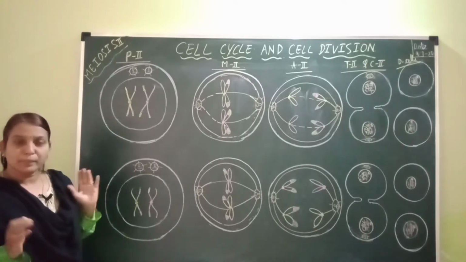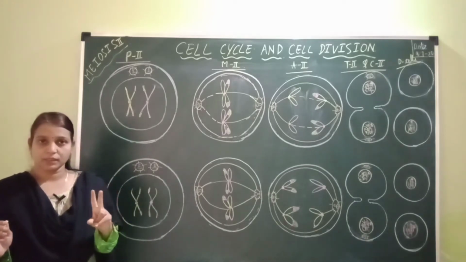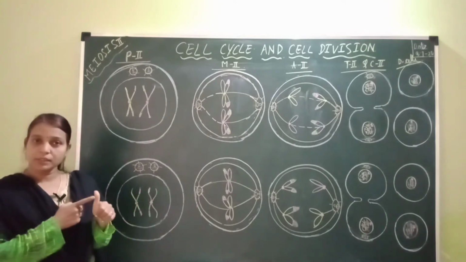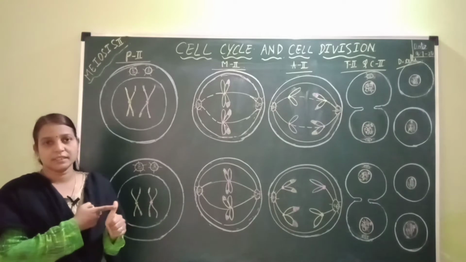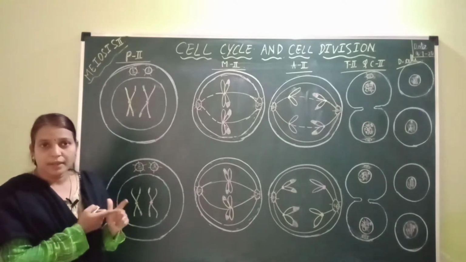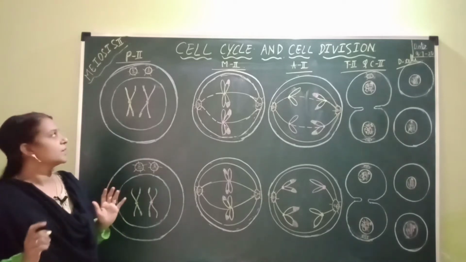So meiosis-II involves two phases. They are karyokinesis-II and cytokinesis-II. Karyokinesis-II is divided into four phases again. They are Prophase-II, Metaphase-II, Anaphase-II and Telophase-II.